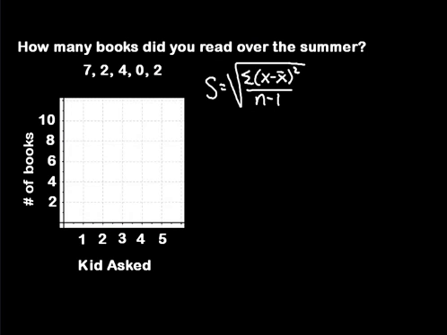So what exactly is standard deviation? Suppose you asked your friends how many books they read over the summer and they gave you the following responses: 7, 2, 4, 0, and 2. We could calculate the mean of those values, or x bar, if you just add up the x values, which is each piece of data, and divide by the number of pieces of data, you'd get 15 divided by 5, which is just 3.